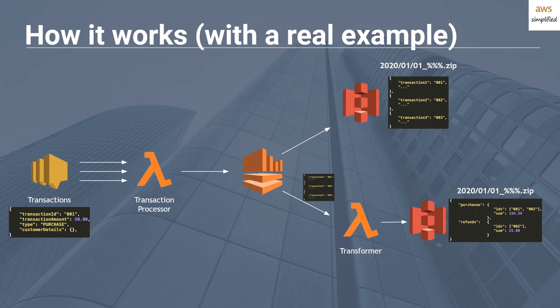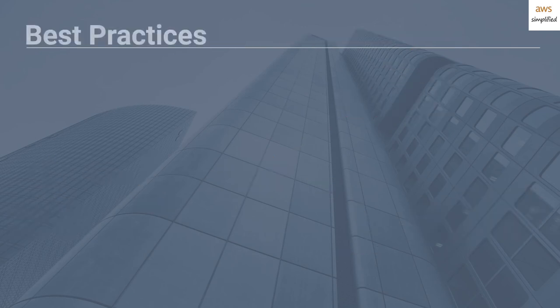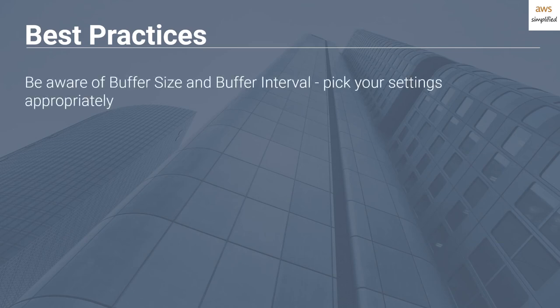Now, before we close this out, I wanted to quickly talk about the best practices or gotchas that you should be aware of when you're using Kinesis Firehose. So the first one is buffer size and buffer interval, and to pick your settings appropriately. Like I was saying before, buffer size is the maximum size of the output file in the S3 case specifically. You can set this, I believe, as low as 1 and as high as 128. So depending on your application, if you want very small or very large files, pick this appropriately.